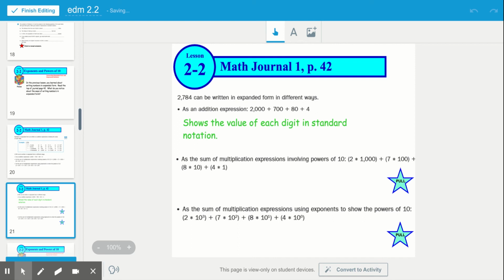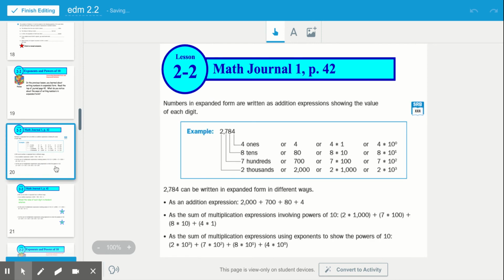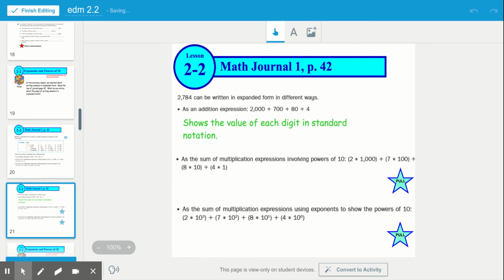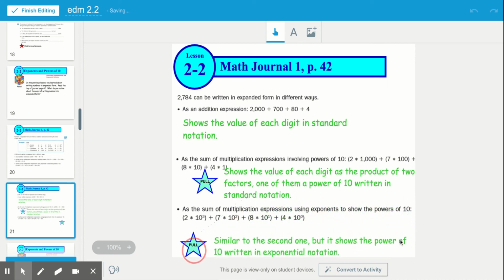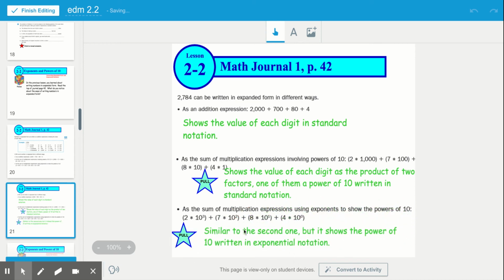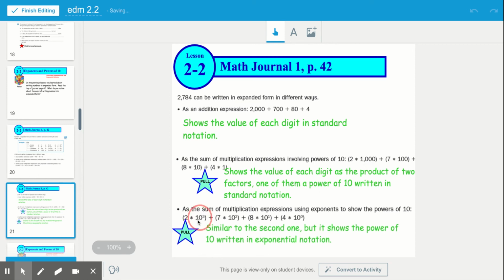2,784 can also be written in a few other ways. So we can, again, use it as an addition expression, the multiplication, and the multiplication of expressions with powers of 10. So the multiplication expressions shows the value of each digit as the product of two factors. One of them, a power of 10, written in standard form. So you see 1,000, 100, 10. And then when we're moving on to exponents, it's similar to the second one, but it shows it in power of 10. Okay, so here you can see 1,000 can be rewritten as 10 to the third.